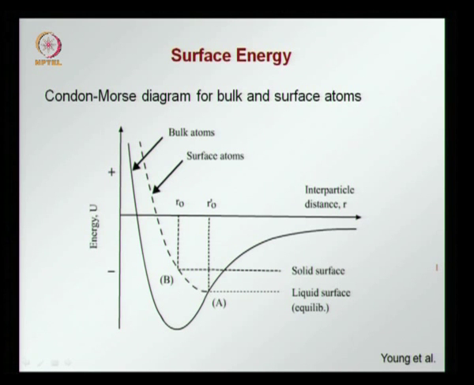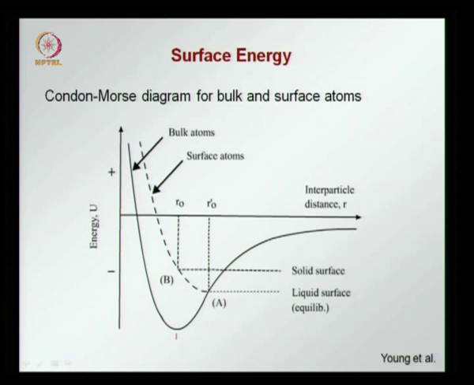If we look at the Condon-Morse diagram and see what modification we will have to make to understand what happens on the surface, you see here the dashed line which now corresponds to the surface atoms. The dark line corresponds to the Condon-Morse diagram that we have been looking at until now, where we have a curve giving us the resultant between the attractive and the repulsive forces, with this point being the point where we have the least potential energy, which corresponds to a stable interatomic or interparticle distance r sub 0. Now this is for an atom or a particle within the material when it is bounded on all sides by particles around it.